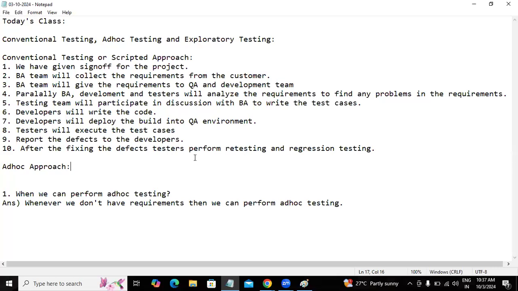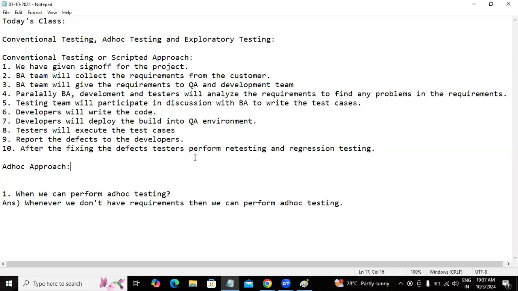Okay, now the next one: I'm going to provide one scenario in Adhoc testing. In one of my projects, one girl joined, one female joined my project. I think she has 5 years of experience.